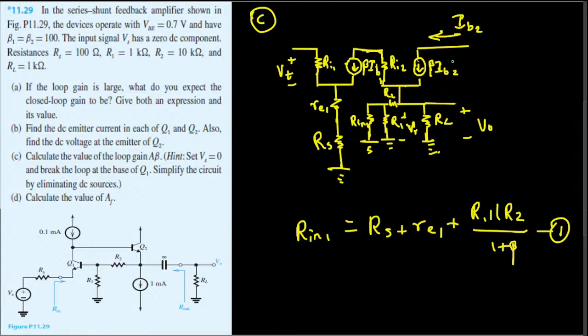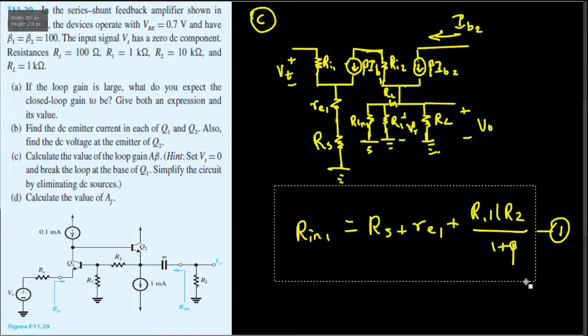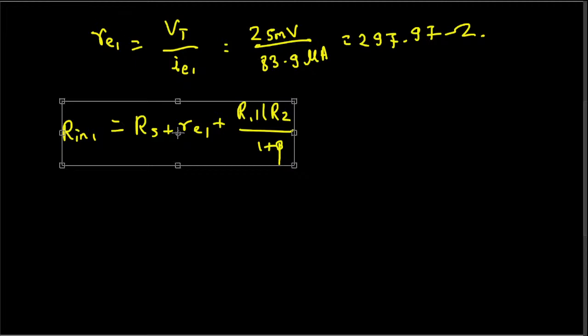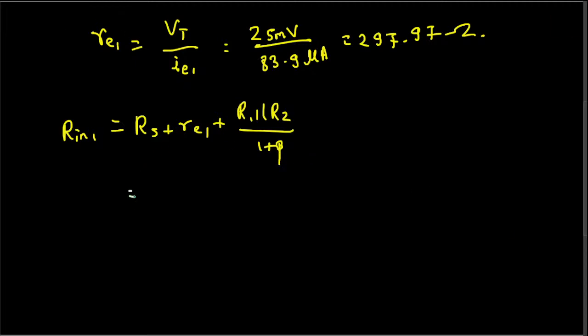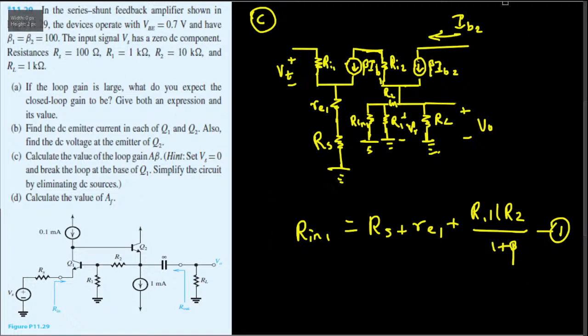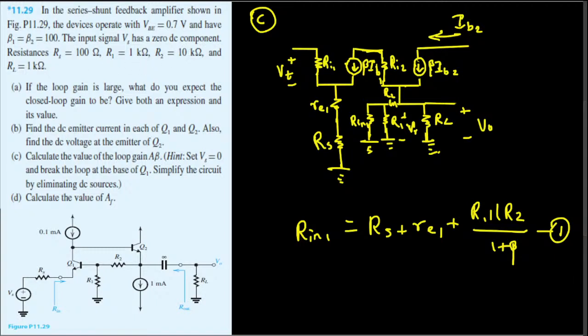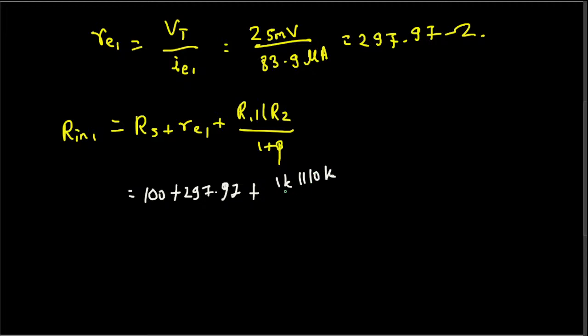Okay, once we have RE1, we can now go ahead and find Rin1. We just have to plug in the values, so I'm going to copy this equation and bring it to the next page. Now we have to plug in all the values. Here RS, as mentioned in the question, is 100 ohm. RE1 we just calculated, 297.97 ohm, plus R1 and R2 values, also provided, 1K and 10K. So 1K parallel to 10K, divided by 1 plus beta. Beta is given as 100. Plug in all the values and calculate, and for Rin1 you will end up getting 398.06 ohm resistance.